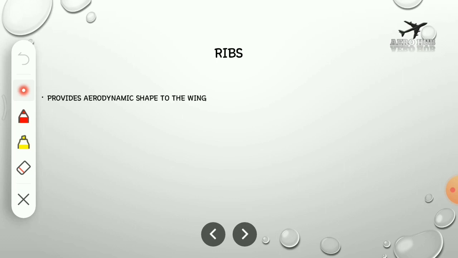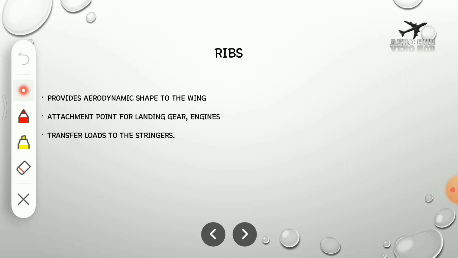Ribs, as I told you earlier, provide the aerodynamic shape and function as an attachment point for landing gears as well as the engine. The ribs will be transferring the loads to the stringers. We'll be seeing that in the upcoming lecture. The main function of the ribs is also to reduce buckling. If you see an aircraft at the root, we will be having a large amount of load. So there will be more ribs distributed at the root of the wing when compared to the tip of the wing. It is mainly to reduce the effect of the high amount of load that is experienced at the root of the wing of the aircraft.